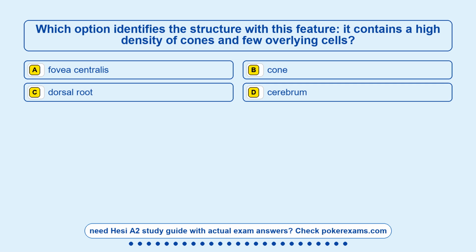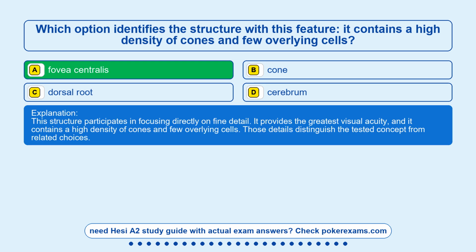Question 14. Which option identifies the structure with this feature? It contains a high density of cones and few overlying cells. Option A, fovea centralis. Option B, cone. Option C, dorsal root. Option D, cerebrum. The correct answer is option A, fovea centralis.